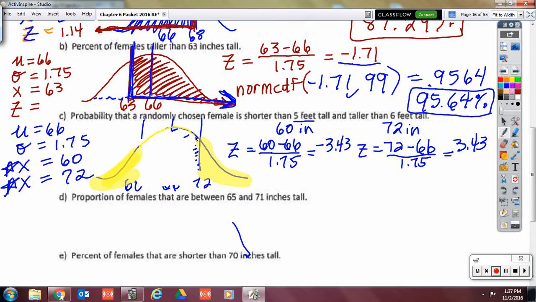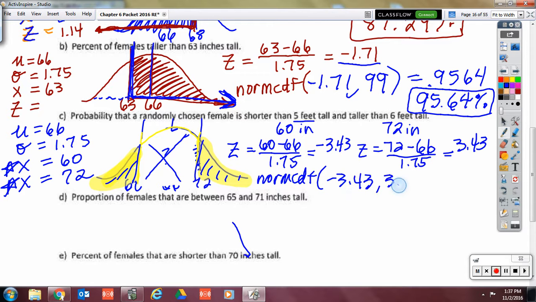How's another way I could do that that might save a little bit more time? Correct. If I found what this middle value is, then I could subtract it away from 100%. Okay, and then that would leave me with what's left. All right, so let's try that here. So I'm going to norm CDF from negative 3.43 to positive 3.43.